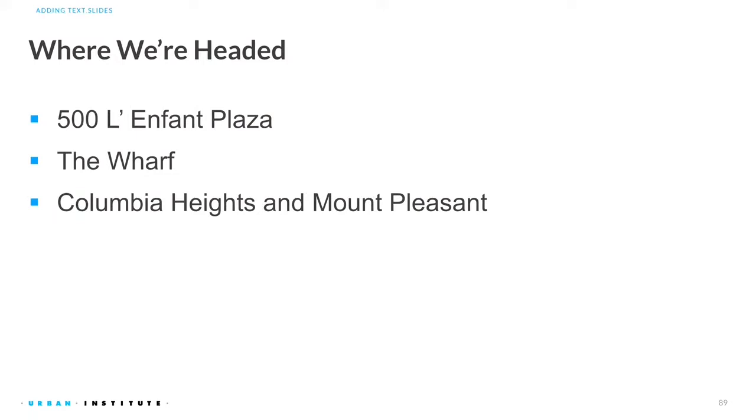But we were promised a tour, so let's get it started. We're going to begin our little tour at 500 L'Enfant Plaza, which is where we are. We're then going to go across the street to the Wharf before hopping on the Green Line to the neighborhoods of Columbia Heights and Mount Pleasant.